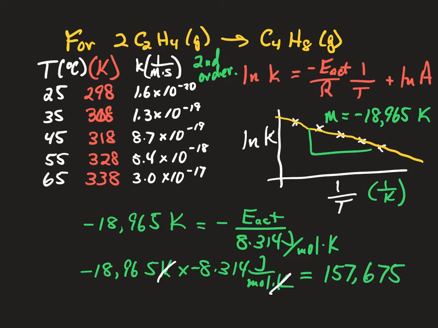And when we do that, we end up with 157,675 joules per mole. Rounding it to a reasonable number, we've got 2 significant figures in our Ks, so that would give us approximately 2 significant figures. 160 kilojoules per mole would be an appropriate answer.